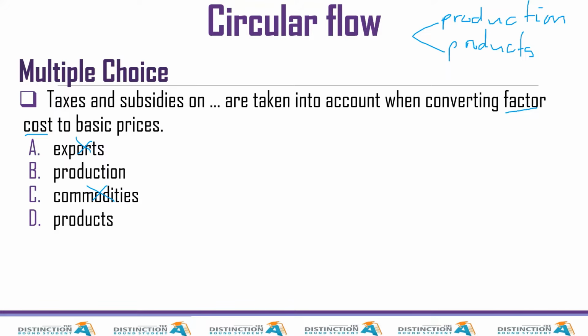All right. But let's come to think. Don't guess. Taxes on subsidies on what? When we're talking about factor cost, is it employment tax or is it VAT? Think. It's production. All right. Next question.